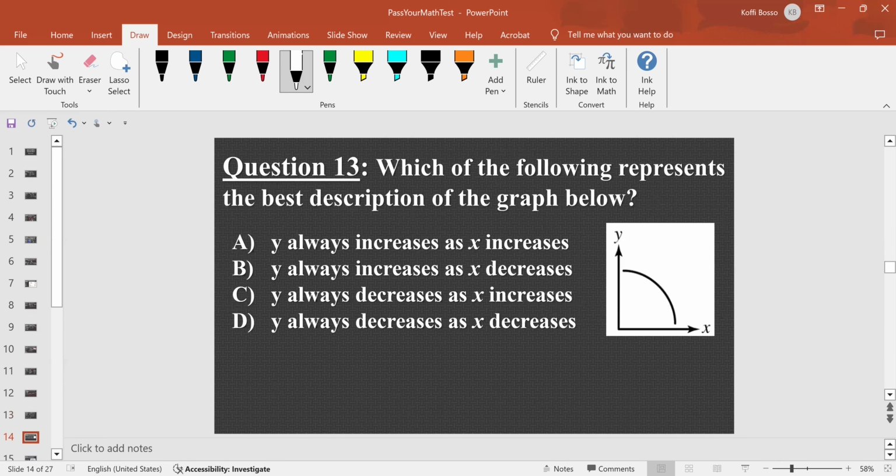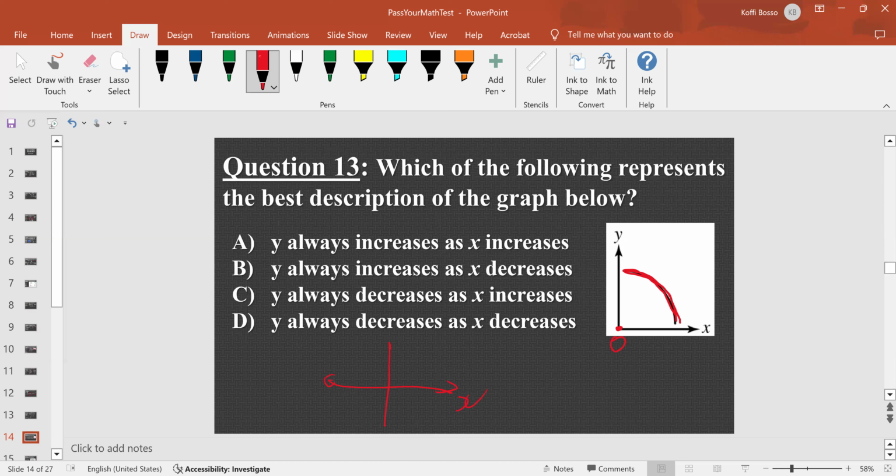Question 13. This is again a graph, and we want to describe this graph. It's very important to understand the key information about the graph. Which of the following represents the best description of the graph below? Understand that the graph here is this part, that's the graph in red. So we have the origin here, we call that 0.